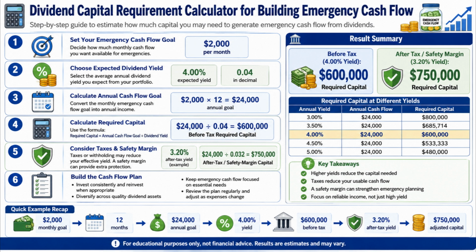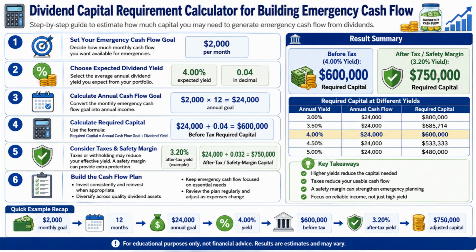Then, calculate the required capital using the basic formula. The formula is annual cash flow goal divided by dividend yield. In this example, $24,000 divided by 0.04 gives $600,000. Therefore, if your portfolio earns a 4% dividend yield before tax, you may need approximately $600,000 invested to generate $2,000 per month in emergency cash flow.